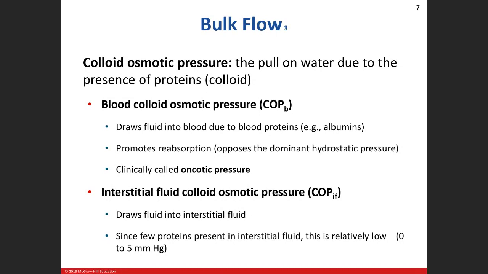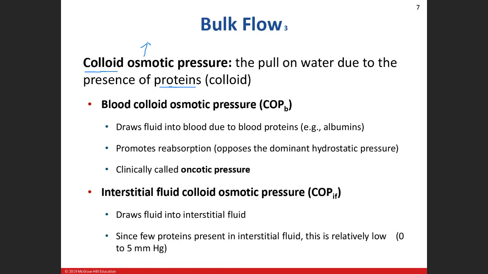All right, so bulk flow here. The other part, remember, we're dealing with hydrostatic. That's the first part. The second part is going to be our colloid. Now, look, I'm going to interpret this for you. Colloid means, I have written up there, proteins. There it is. Osmotic means what?